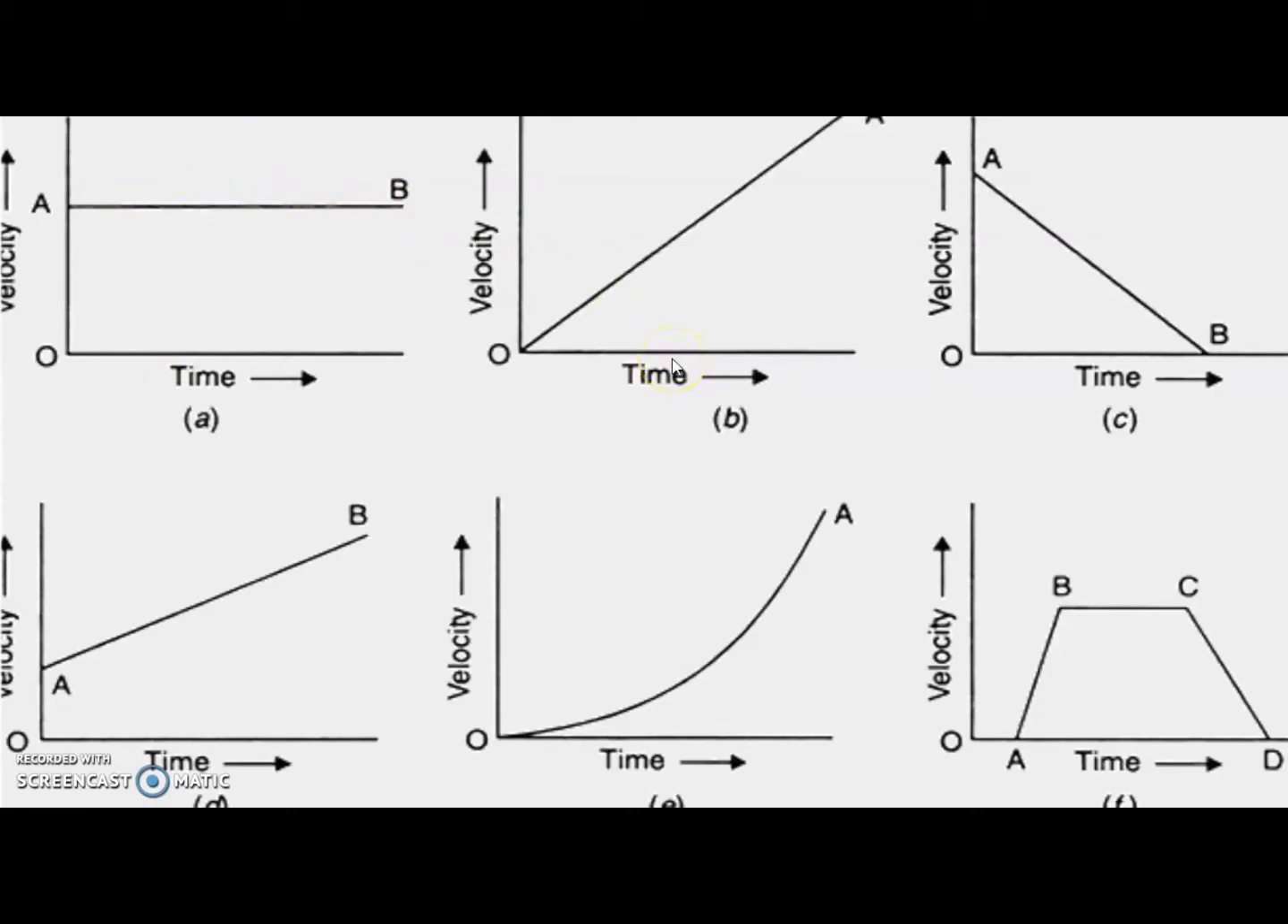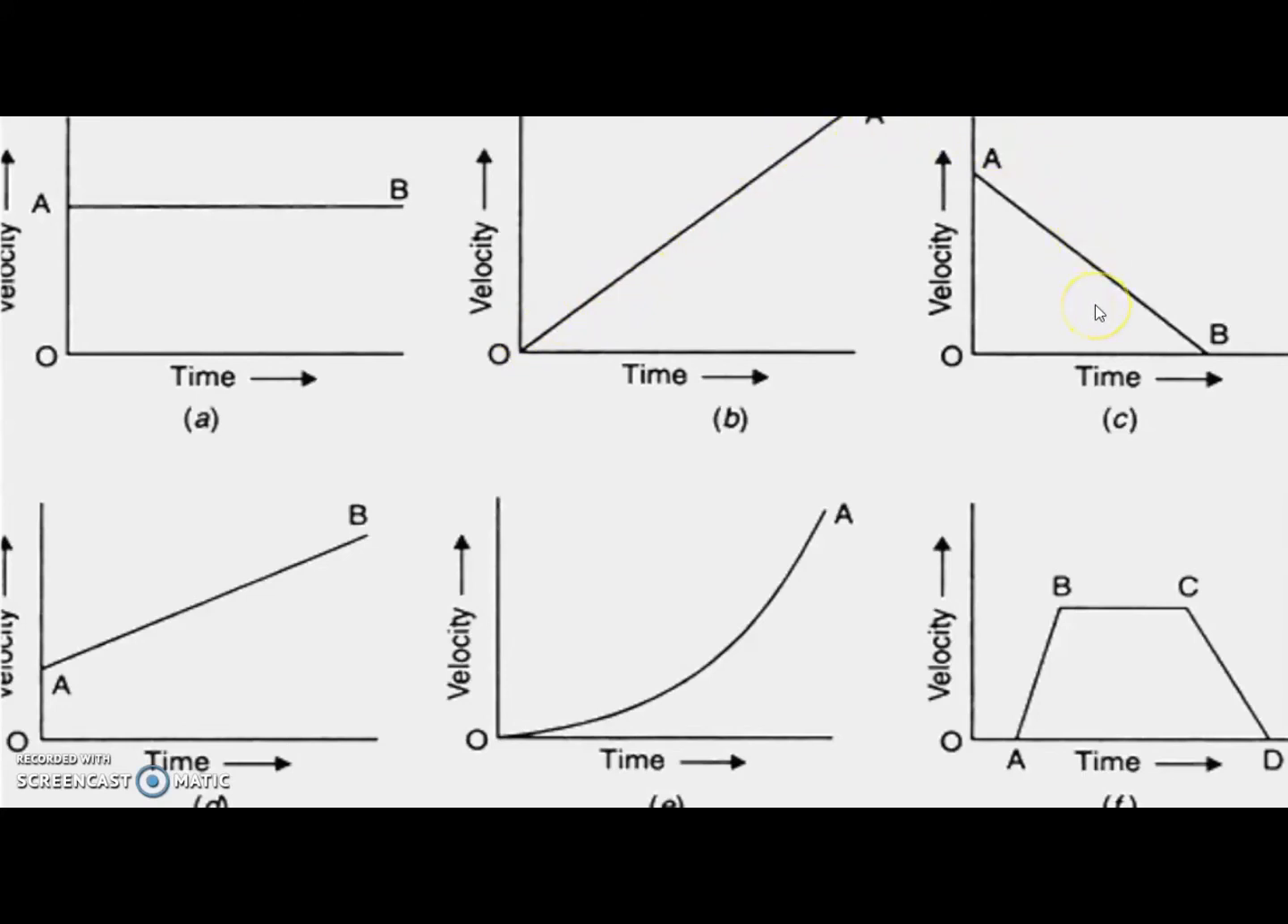Graph B is showing us that speed is increasing with time. Since our speed is increasing with time, and it is increasing in a linear fashion, that means that it is speeding up at set intervals. So it's accelerating, but it is accelerating at a constant rate. Okay? The line goes up, indicating positive acceleration.